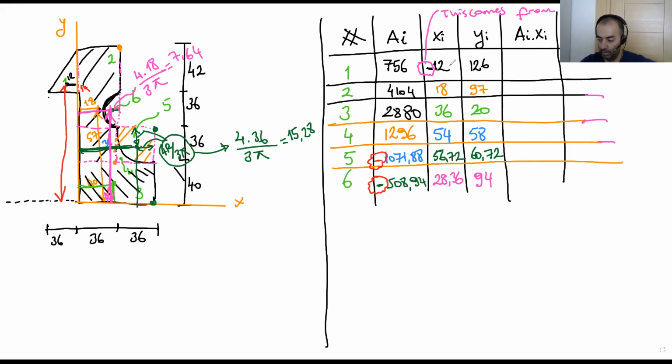Professor, for number 5, the area, I calculated it is 1017, not 71. Number 5. Where was it? This one. Yes, thank you. You switched the 7 and 1. Let's do it again together.